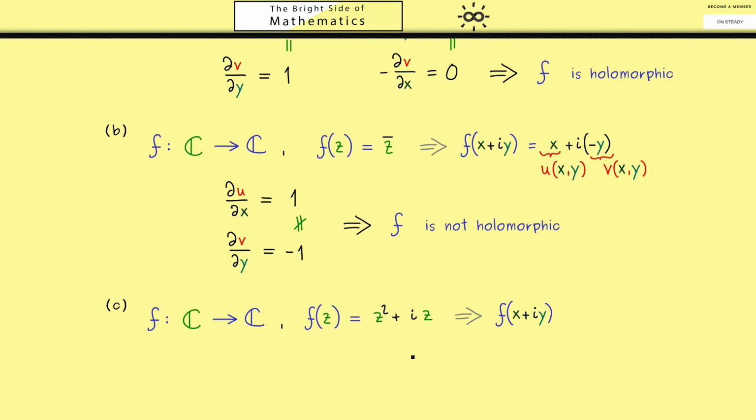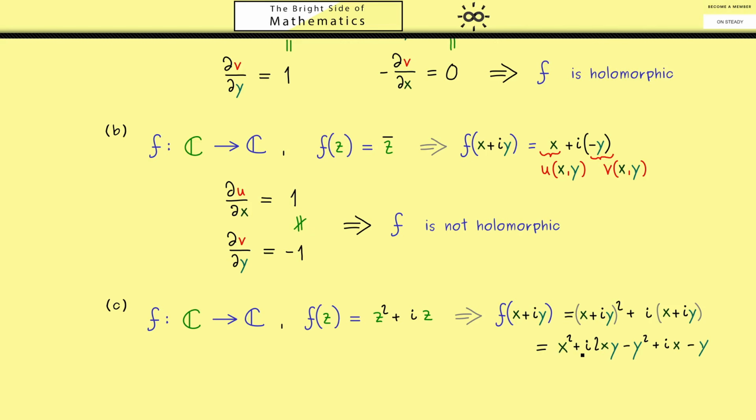Still, it's very helpful to check it with the Cauchy-Riemann equations. Now, by writing x plus iy instead of z, we actually have something to do now. Because in this expression here, we don't see immediately the real and the imaginary part. We first have to calculate a little bit. However, that's not so complicated, we simply can do the whole calculation here.